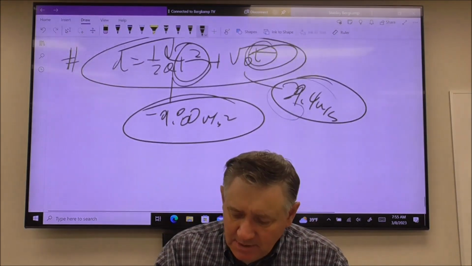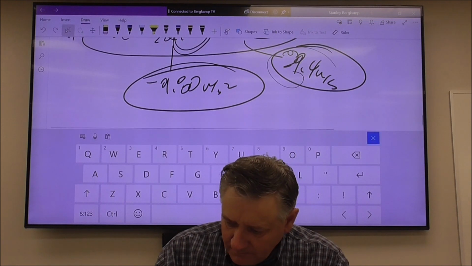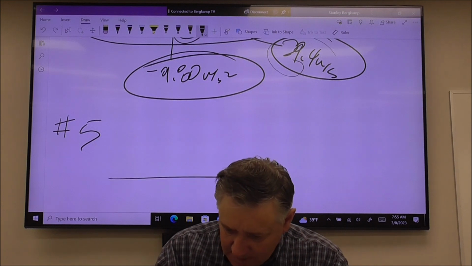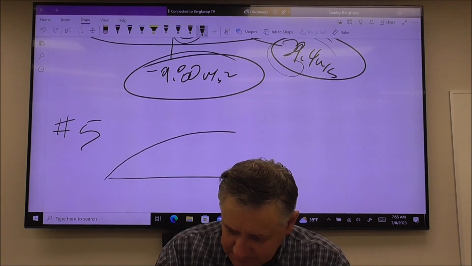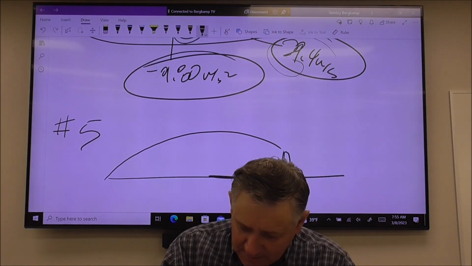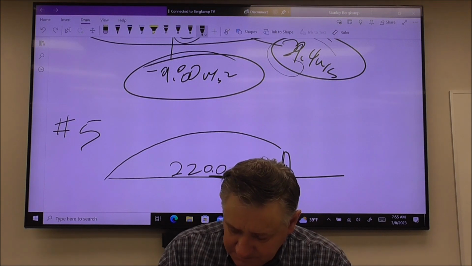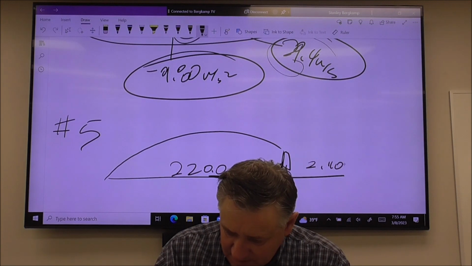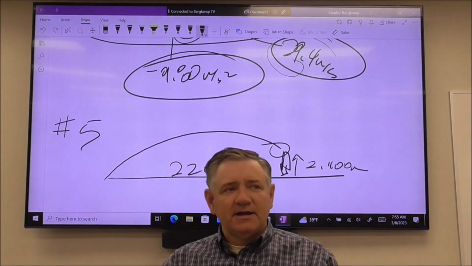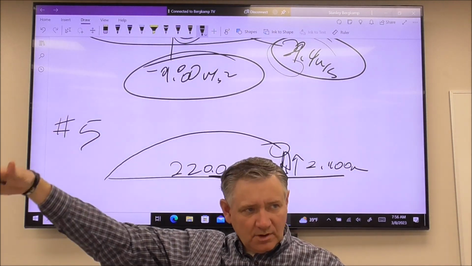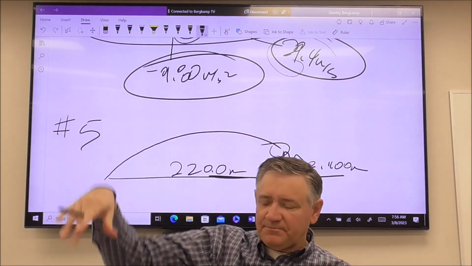Now, when you get to number 5, here's Bubba shooting this gun, and here's the paintball, and that's 220 meters away, and this thing is 2.40 meters tall. So what you're trying to figure out is the paintball high enough to clear the wall, okay? That's the $1 million question.